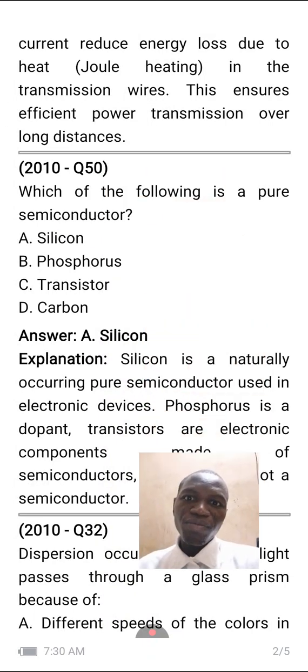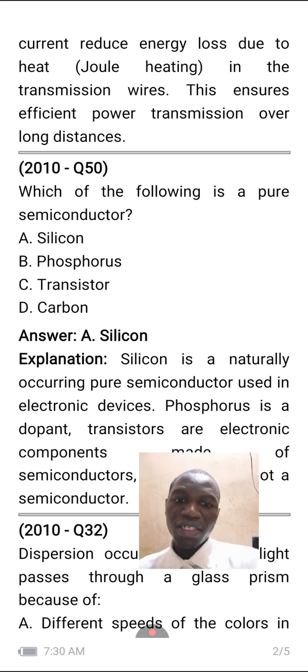All right. So the next question was also pulled from 2010. Question 50. So the question says, which of the following is a pure semiconductor? Pure semiconductor. Now, what is a conductor first? Materials that allow passage of electricity through them, like copper wire, aluminum wire, silver. Silver is the best conductor. It's the best electric conductor.